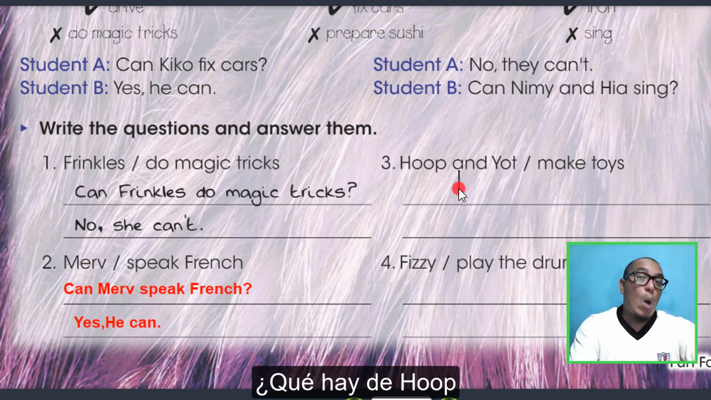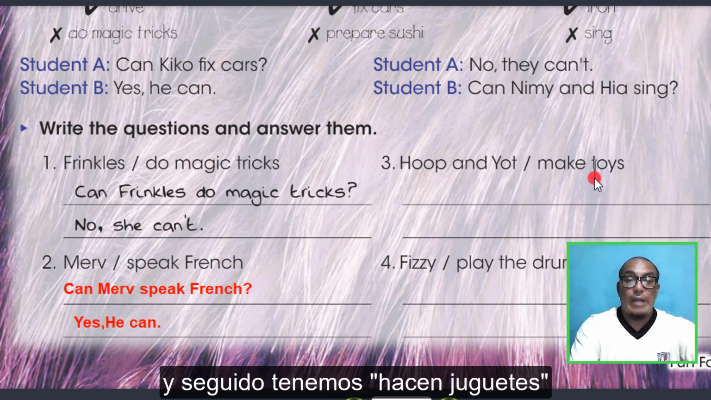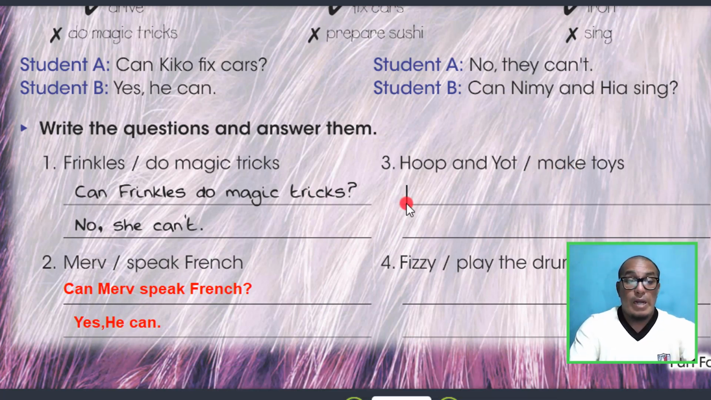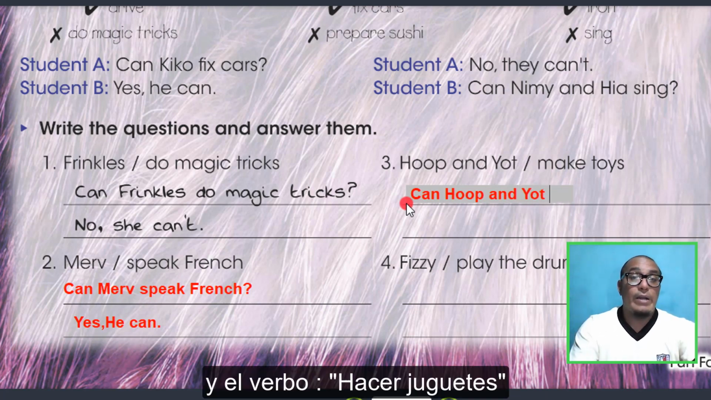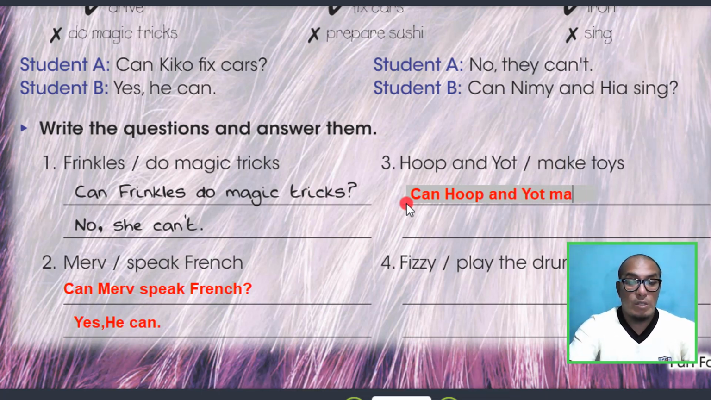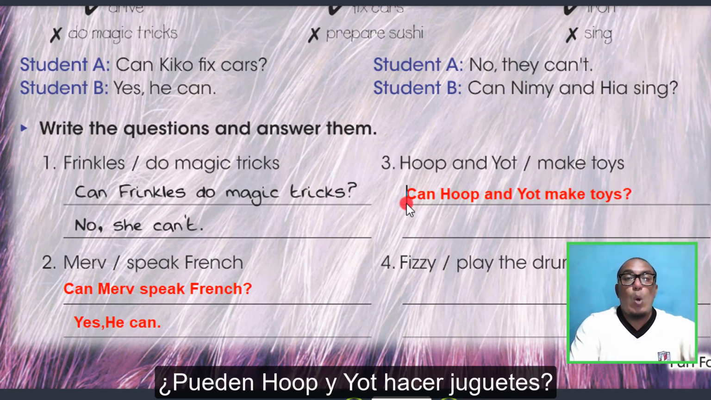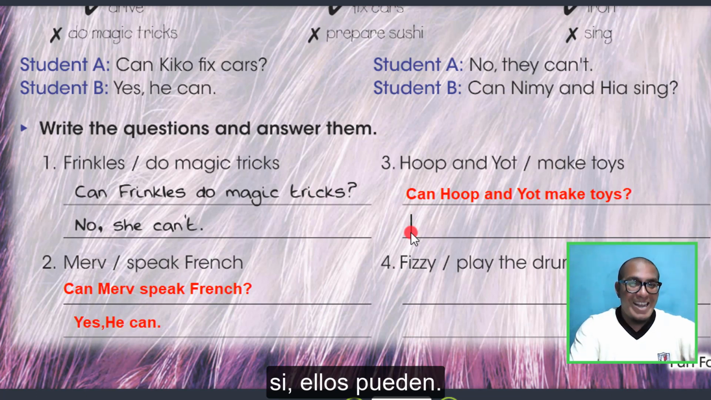What about Hope and Yacht? And we have make choice. Can Hope and Yacht, and the verb make choice. Can Hope and Yacht make choice? Yes, they can. Good. Very good.